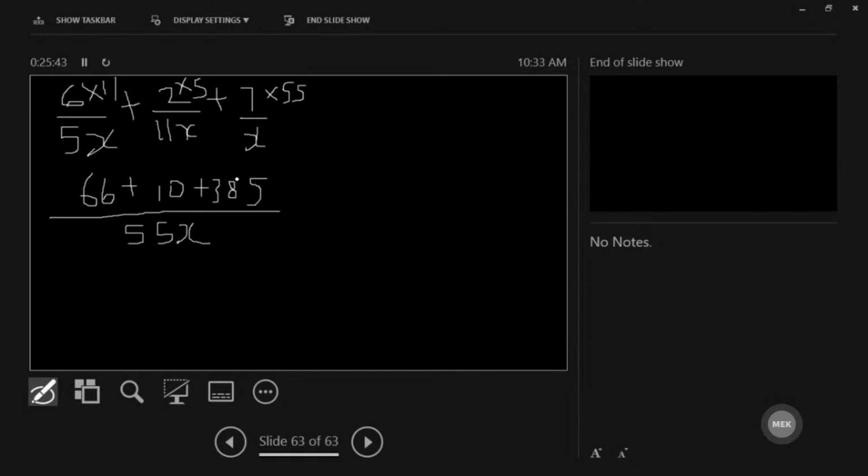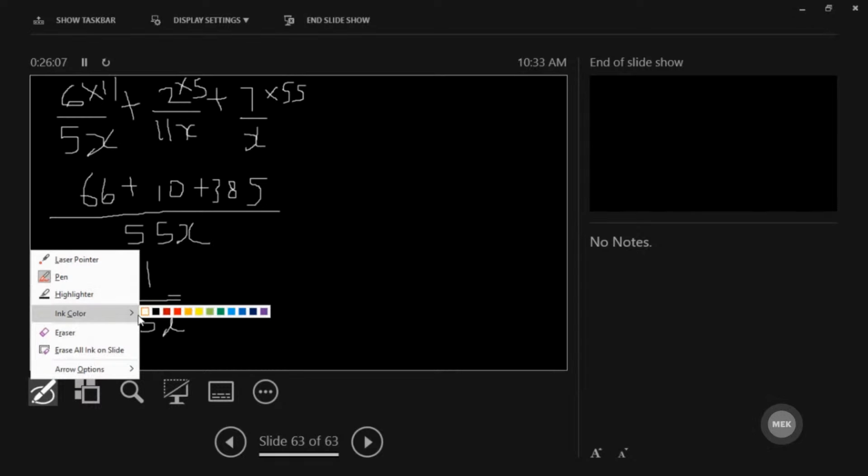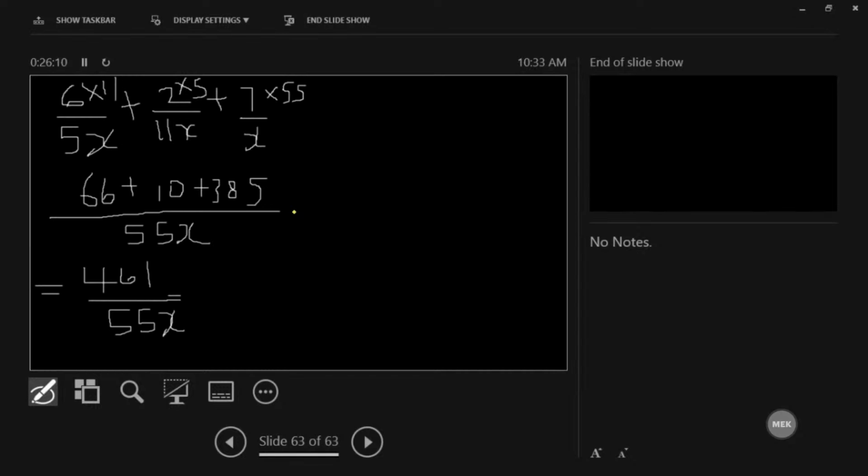All right, so 385 plus 10 plus 66. And that gives 461 over 55x, and that is our answer. As big as it looks, yeah, that's our answer. And we don't need to change it to a mixed number. We are allowed in algebraic fractions to just leave it as is.